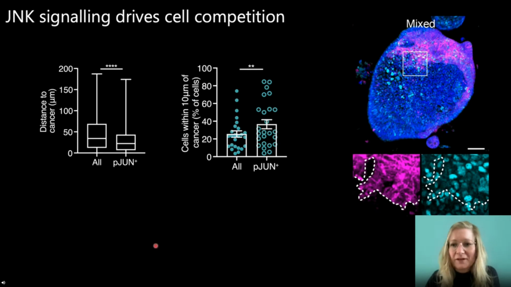Interestingly, when we had a closer look at these phospho-cJun positive cells, we saw that the distance to cancer cells is lower, and that there's an enrichment of activated wild-type cells that are in close proximity of cancer cells, together indicating that short-range signals from cancer cells can be involved in the activation of cJun. And this activation was particularly interesting to us, because cJun is a downstream target of JNK kinase, which is activated as a response to a wide range of cellular stressors, but is also known as a regulator of many different types of cell competition.